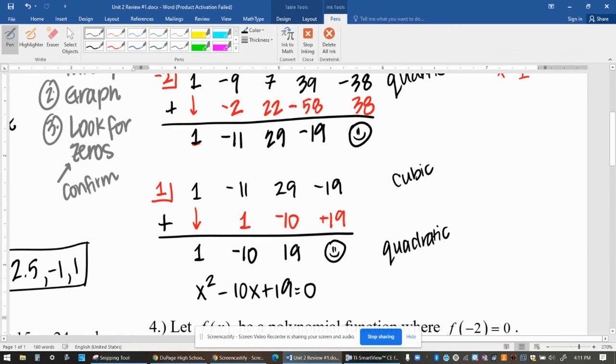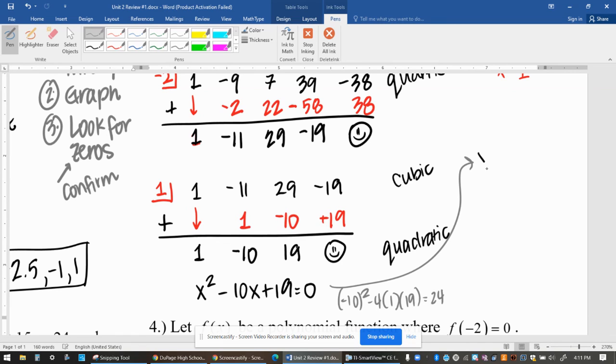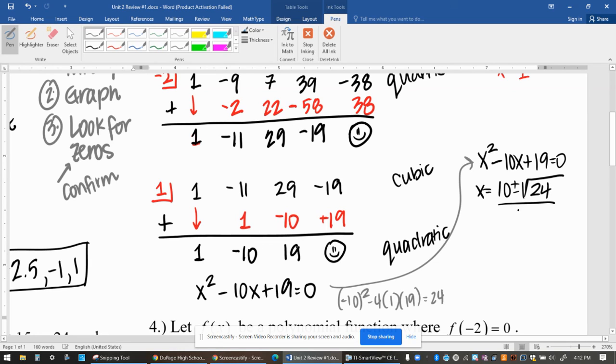So I'm going to find the discriminant, b squared minus 4ac. That's kind of like side work, b squared minus 4ac. I get 24. That's definitely not perfect, okay? So I'm going to bring this up here. I'm trying to solve it. So x equals the opposite of b plus or minus the square root of b squared minus 4ac, which is your discriminant, all divided by 2 times a. A was 1.